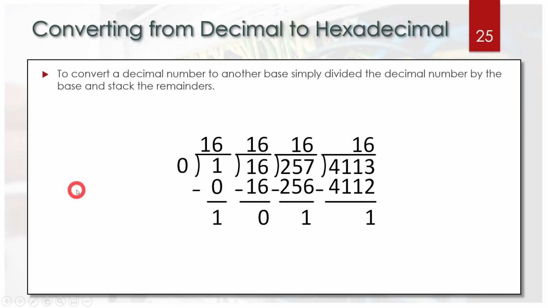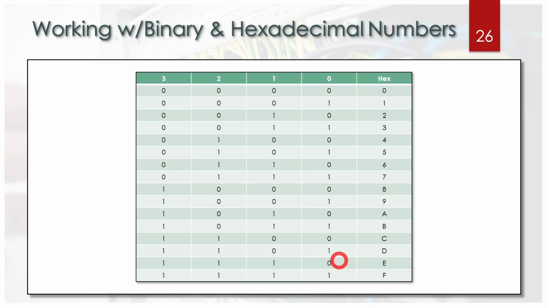So we have to divide 16 into 1, goes in 0 times, 16 times 0 is 0, and then you bring down the 1, and there is our actual hexadecimal number. So 1011 in hexadecimal is 4113 in decimal.